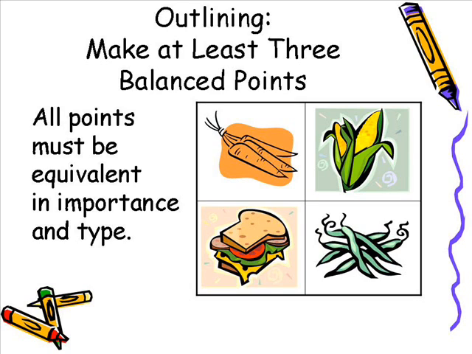The next phase is outlining. Remember, in outlining we talked quite a bit about making balanced points, at least 3 balanced points. Points must be of equivalent importance and type. So in the case of this drawing, we pick the 3 vegetables as of equivalent importance and type, and the sandwich, even though it has vegetables on it, is not of the same importance or type.